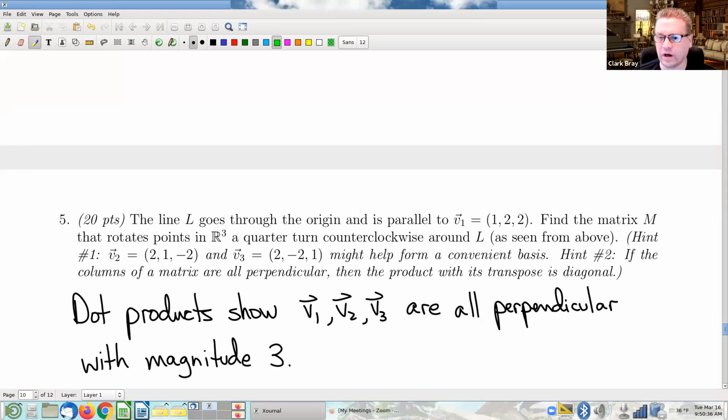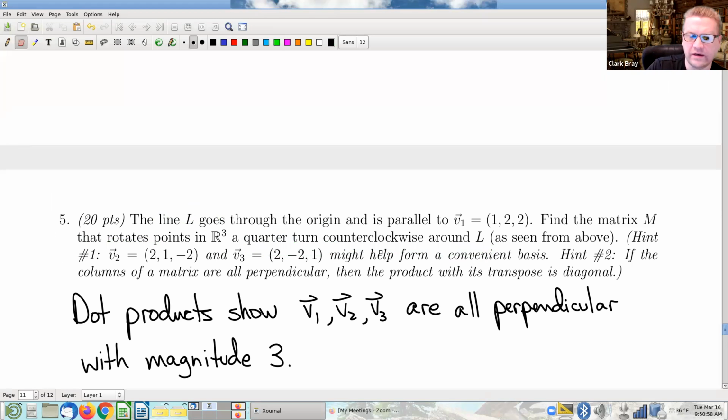I think it's a really nice exercise, and it has some nice bits of creative thinking that come up. So here we go. Sharing screen. All right. So what we are looking at here is number 5 from, again, fall 2020. So what we've got is a line going through the origin. We want to talk about rotating a quarter turn counterclockwise around that line.